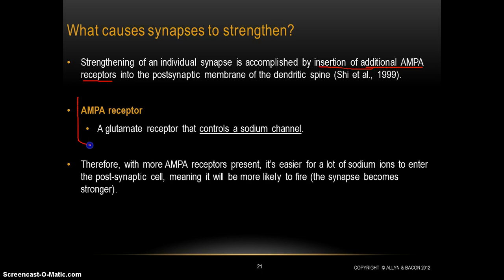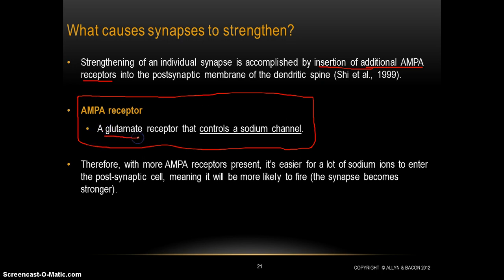And AMPA receptors are again a glutamate receptor, which means that they bind with molecules of glutamate, being the neurotransmitter. But AMPA receptors, unlike NMDA receptors, are more along the lines of typical receptors, in the sense that they're only neurotransmitter-dependent receptors. So these will open up when they bind with their appropriate neurotransmitter, which is glutamate.